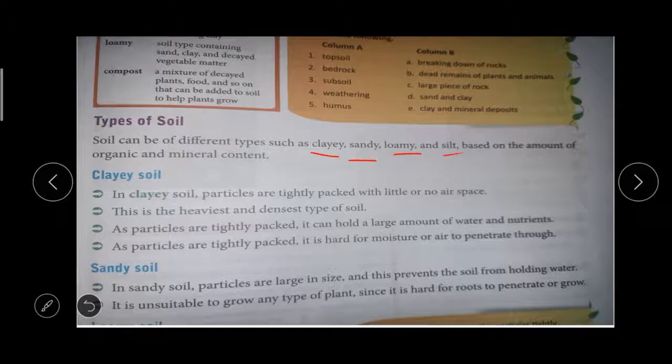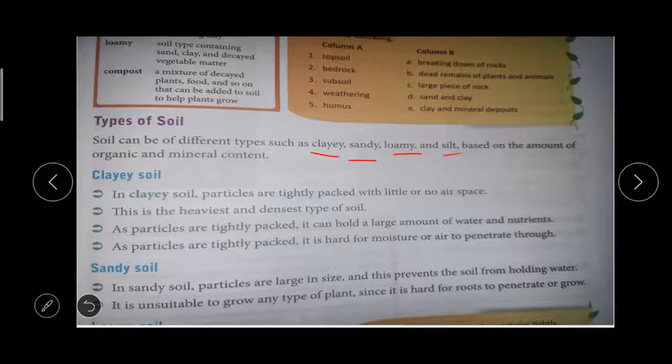First one is clayey soil. For clayey soil, the particles are tightly packed. Sometimes there will be little air space, sometimes there is no air space. So this is the heaviest and densest type of soil, clay soil. Have you heard of clay?